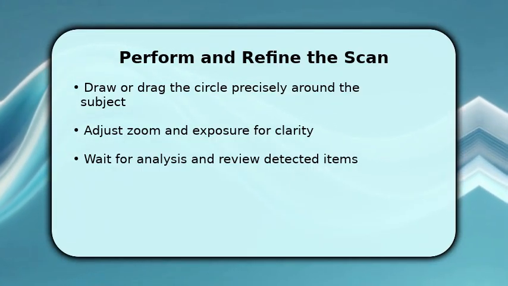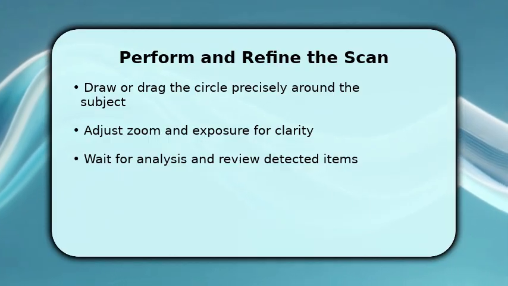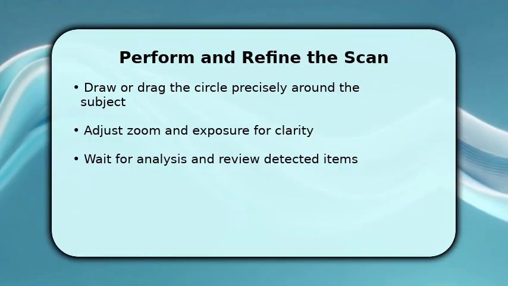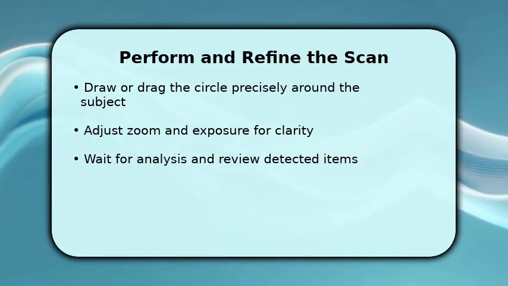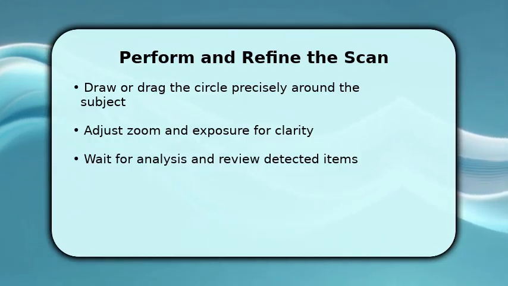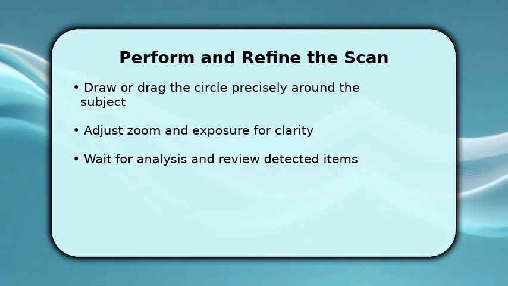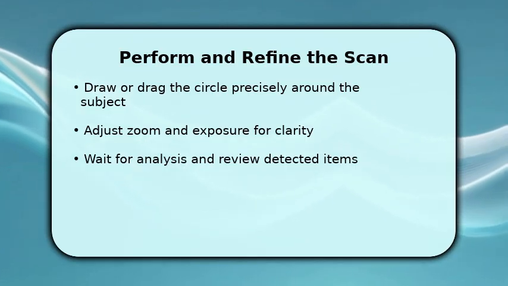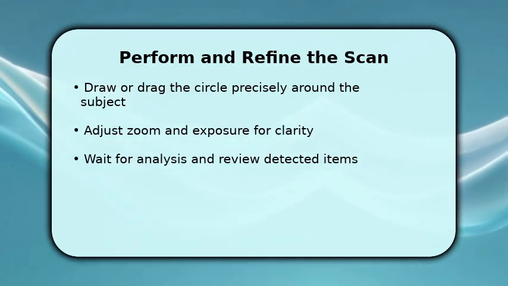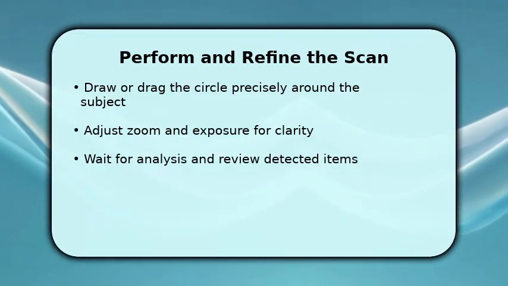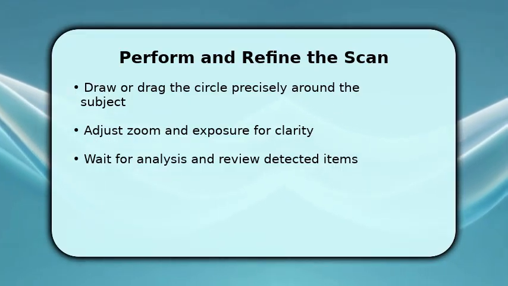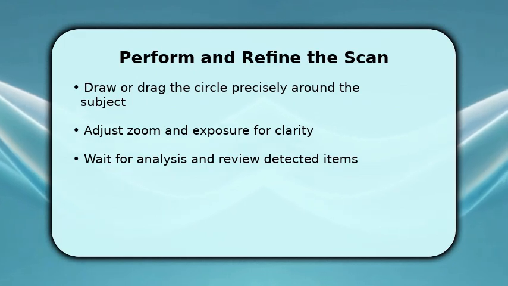Once the circle is set, adjust zoom slightly and tap exposure or focus to improve detail. This helps the algorithm distinguish fine textures and text. After you initiate the scan, the phone will analyze shapes, text, and visual cues, so stay steady and avoid panning. When results appear, review suggested matches and tap any result to see details or follow-up actions.